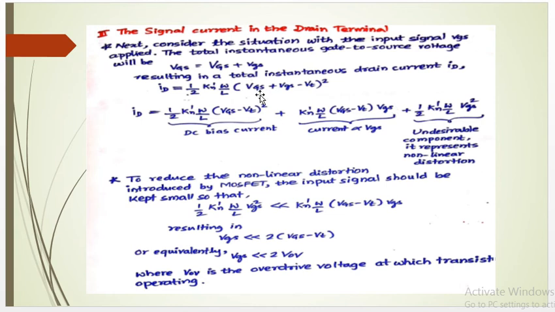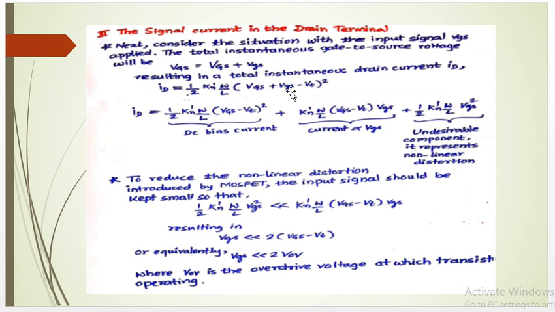So if you expand this, half Kn dash W by L is constant. This term you have arranged as VGS minus Vt, that is the A term, plus vgs lowercase, that is the B term. (A plus B) square gives (VGS minus Vt) squared as the first term, then 2 times (VGS minus Vt) into vgs. So the half and the 2 will get cancelled. The 2 will get cancelled from this expression, so you are left with (VGS minus Vt) into vgs.